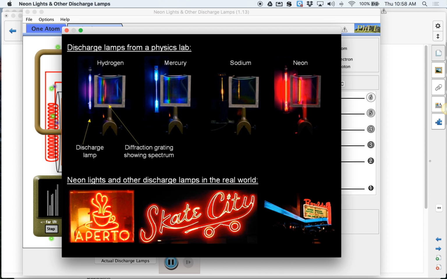So this actually shows real discharge lamps, but this is what we saw yesterday with the gas tubes that I had up here. So we saw hydrogen, it looked just like that, right? We saw neon, it looked just like that. We saw the mercury. I don't have sodium, but sodium is this yellowish color like that. So remember, real neon lights are red. If they're any other color, there's some other gas that's in there.